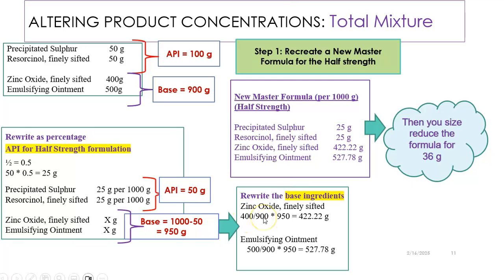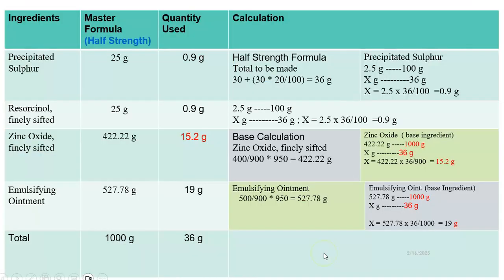400 over 900 in the original recipe, so therefore what is it in 950? That's how we get 422.22. Emulsifying ointment, 500 over 900 times 950, that's how we get 527.78, and that's the new formula for the recreated master formula. How do you document in the ingredients table?